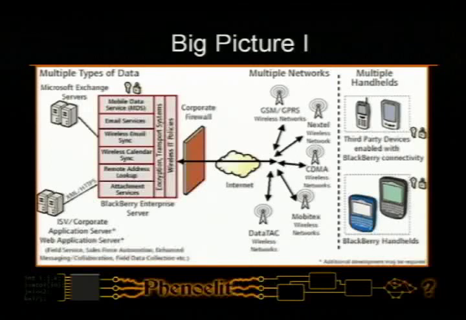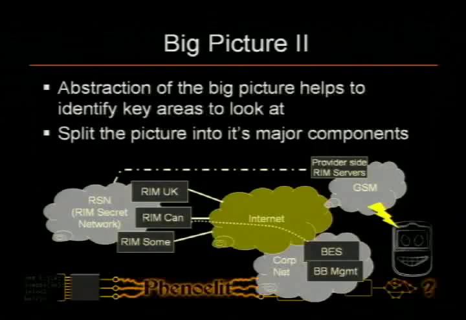When you see stuff like this, when you obtain documentation about your potential target, go ahead and build an abstract view of that. Don't eat the data you're fed. Just try to get your own picture. So that's the abstract idea of a RIM network set up here.